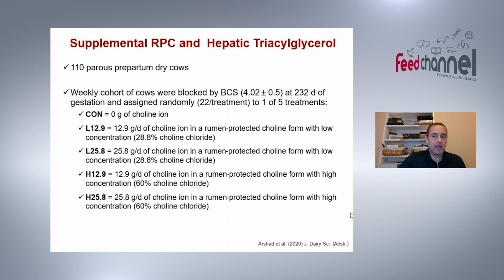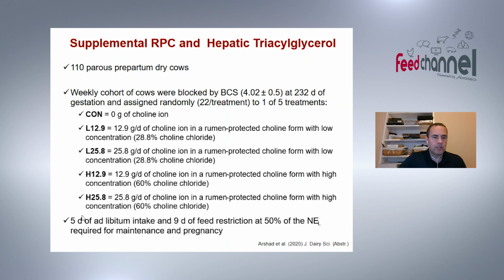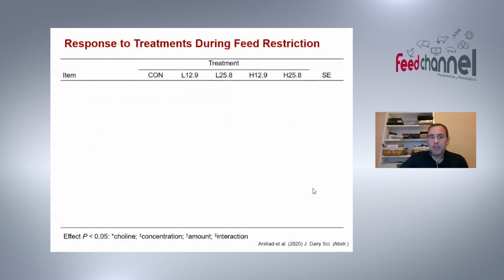The experimental design was quite simple. Cows underwent 5 days of ad libitum intake, and then we imposed feed restriction for 9 days, in which they were allowed to consume 50% of their net energy for lactation required for maintenance and pregnancy, assuming a 42-kilogram newborn calf. So I'm showing you some of the results.